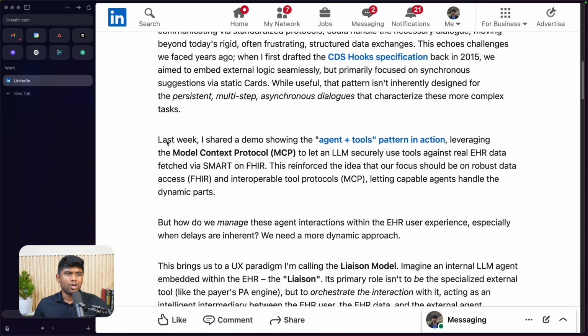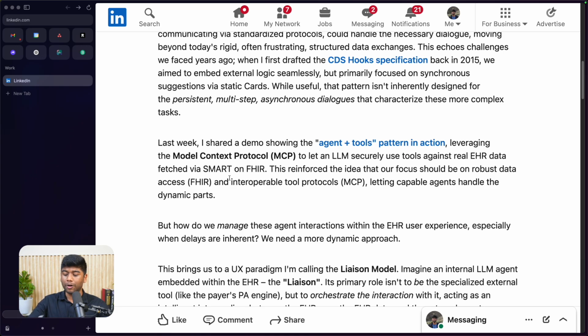Okay, so last week I shared a demo showing the agent plus tools pattern in action, leveraging the MCP to let an LLM securely use tools against real EHR data fetched via SMART on FHIR. This reinforces the idea that our focus should be on robust data access and interoperable tools like protocols like MCP, letting capable agents handle the dynamic parts. Now, I think what he's arguing against here is to have this dynamic part be done by something like FHIR, for example, something like the Da Vinci protocol, or this is so dynamic that you don't want to put a standard in and say that this is the only thing that you can exchange, right?